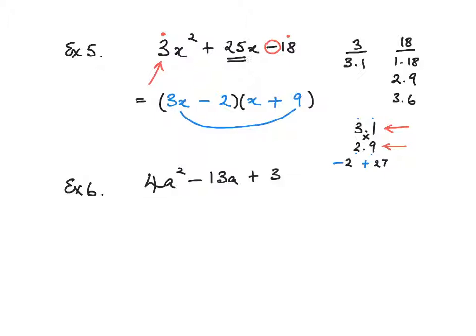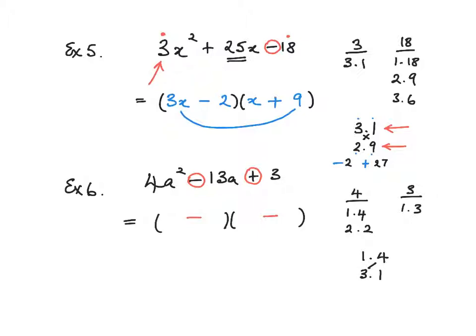Example 6. 2 brackets. Signs are the same and they're both negative. Factors of 4, 1 and 4, 2 and 2. Factors of 3, well 3 is a prime number, it's going to be 1 and 3. I want to be able to get a 13. I'm going to take 1 and 4 from the first column, and I'm going to take the 1 and 3 from the second column, but I'm going to rearrange them and write them as 3 and 1.